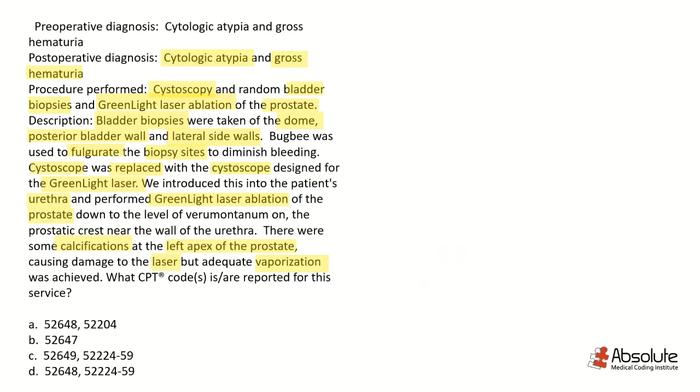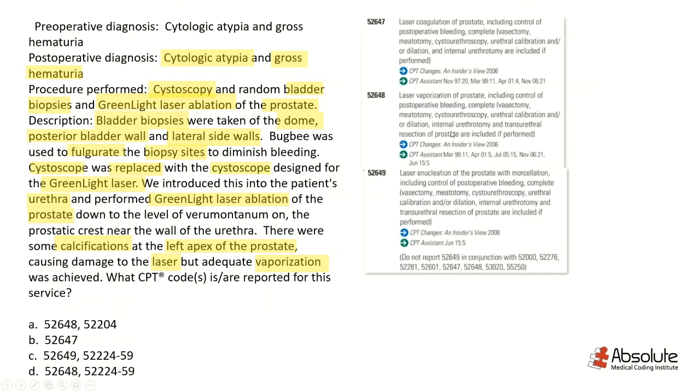Woohoo! A whole lot's going on with this particular procedure. So let's hop to it. We have code 52647. This is for laser coagulation of the prostate. We had laser vaporization. All right. So even when we have all of this stuff going on, the key words, those are your guideposts to help pivot you to where you need to go. So we did not have laser coagulation, so we can go ahead and get rid of code 52647.